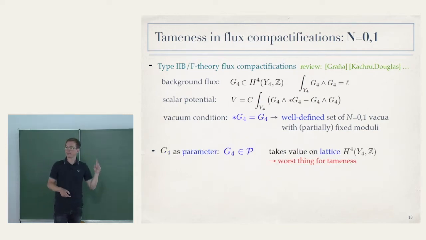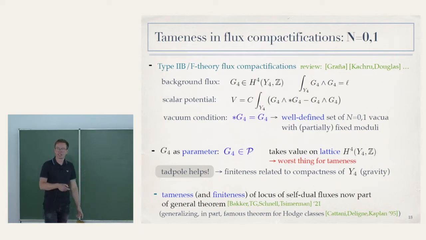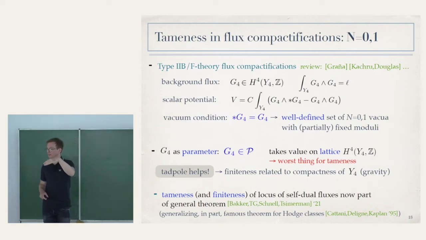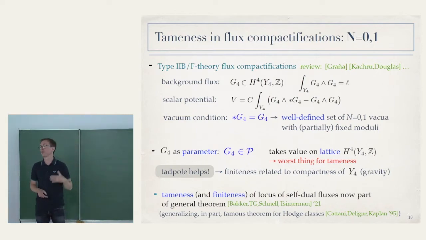But if you keep G4, the flux, as a parameter, you first think, oh my god, I now lose tameness because this is an infinite discrete thing. It lives on a lattice. It's the worst thing for tameness. But there is the tadpole condition which rescues you, which is kind of a global consistency condition for a compactification. And then, in fact, you find that if you take this into account, tameness is restored, even as a function of these discrete parameters, if you restrict them by the flux. And this is a generalization of parts of a very famous theorem on so-called Hodge classes.